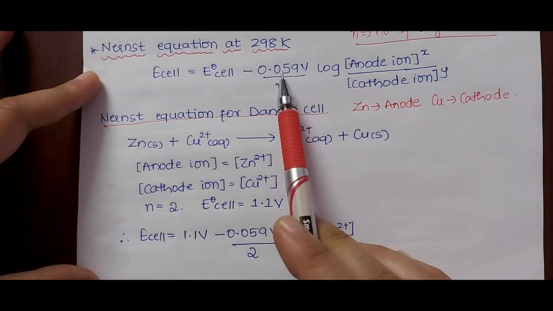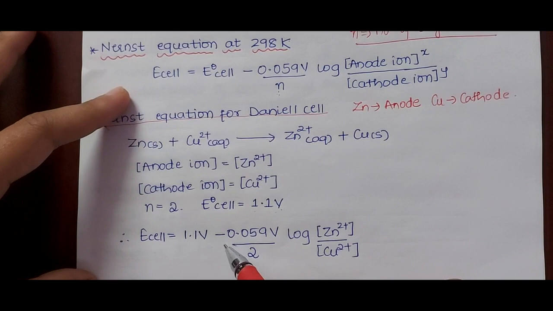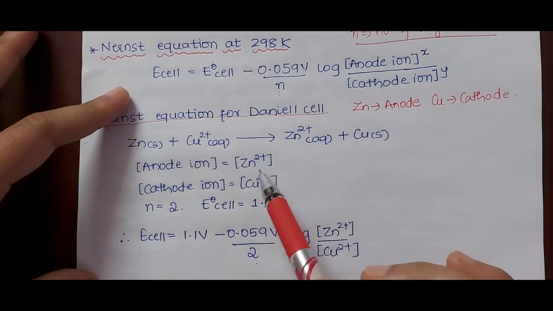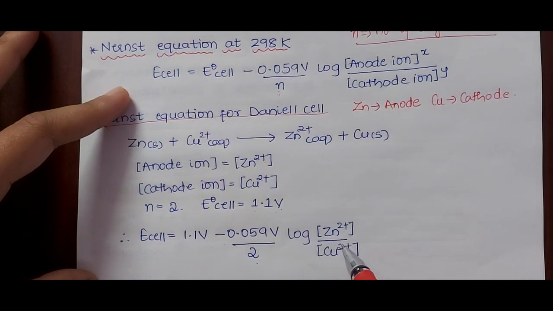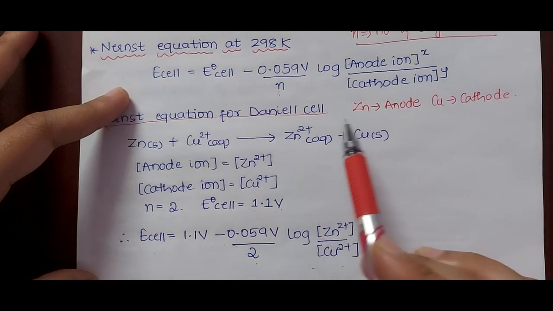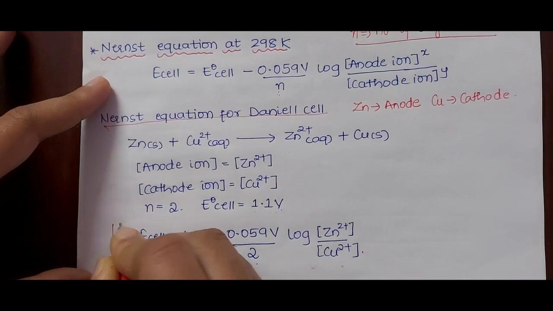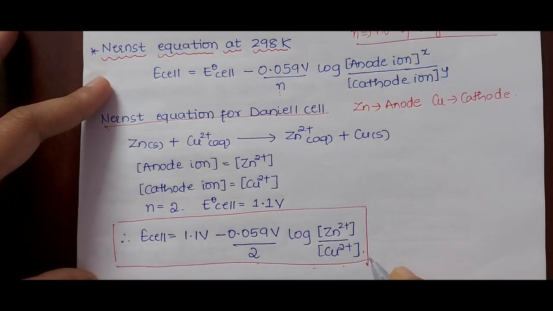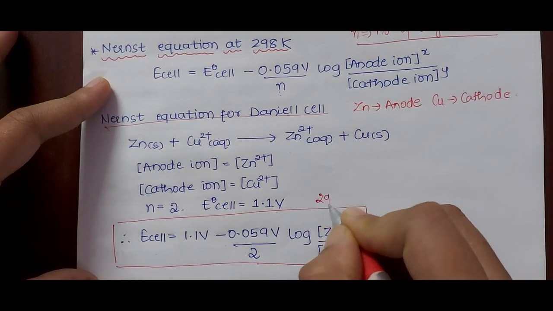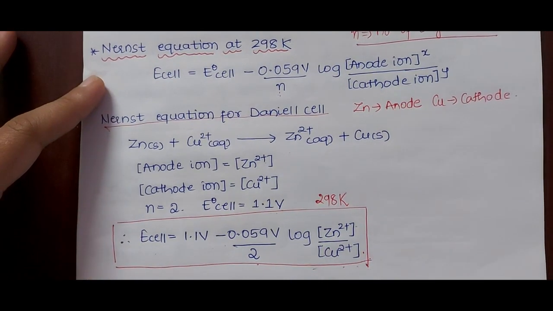So if you write the Nernst equation here, E cell as it is, E naught cell 1.1 volt, 0.059 volt divided by 2 log of anode ion, zinc ion 1 mole, so anything raised to 1 remains as it is, divided by copper ion, it is also 1 mole, so it will also remain as it is. And this becomes the Nernst equation for the Daniell cell at the temperature 298 Kelvin and at any concentration of zinc and copper.